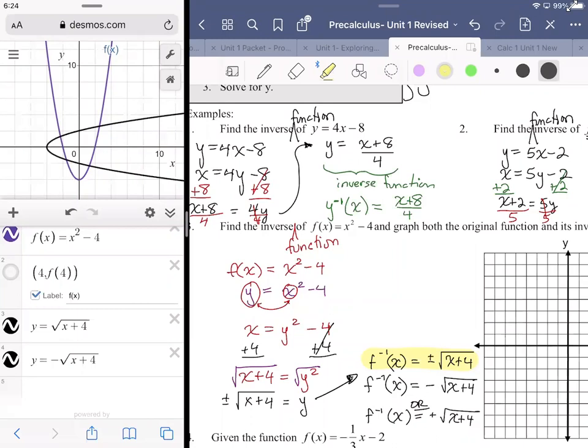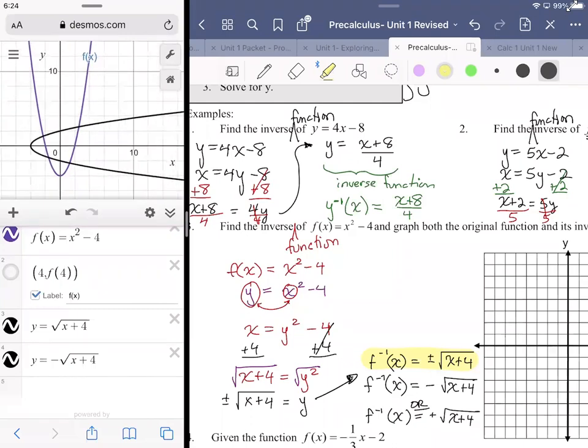Once you've labeled your f of x, you're good, because the other graph must be your inverse. As long as you label one of them, you're good. But if you want to label the other one, then just grab a point that you know is on that graph and plot it, and then do the same thing. The only issue that you're going to run into, among other things, is you're not going to be able to get that power of -1.